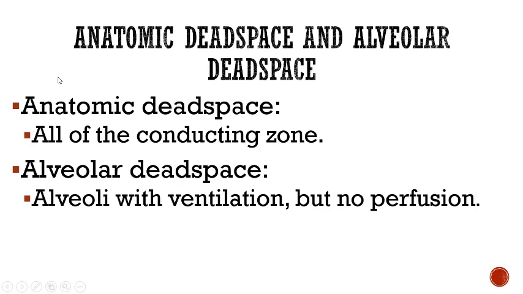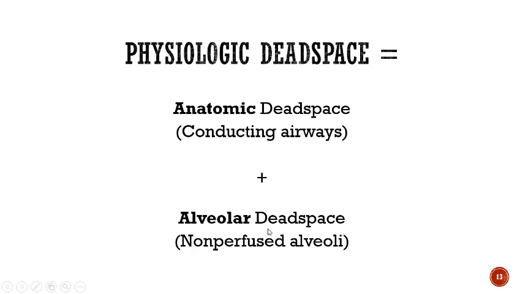I get kind of redundant on this because, again, this is a huge concept. So anatomic dead space, all of your conducting zone. Alveolar dead space is alveoli with ventilation but no perfusion. The two together are your total physiologic dead space.